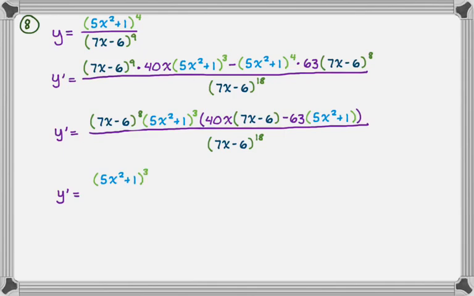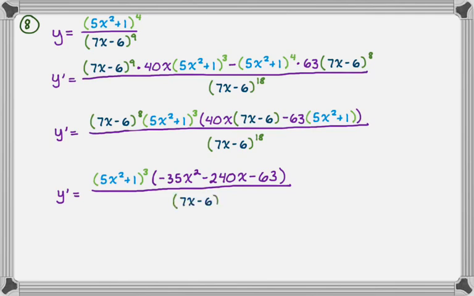If you expand everything in that third set of parentheses there, you actually end up with negative 35x squared minus 240x minus 63. Everything has a negative, so you might choose to take out a negative. I think most people would do that, but I'm not going to bother in this case. And then all over, so remember we had 7x minus 6 to the 8th over 7x minus 6 to the 18th, which leaves us with 7x minus 6 to the 10th.